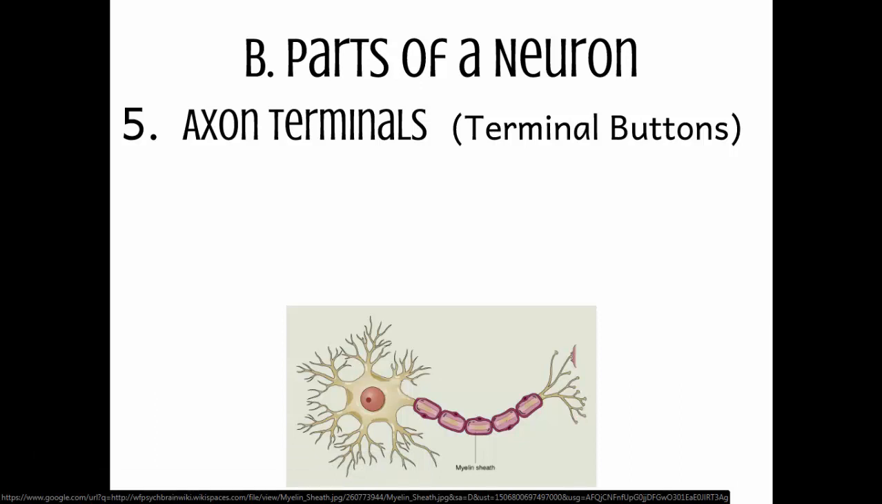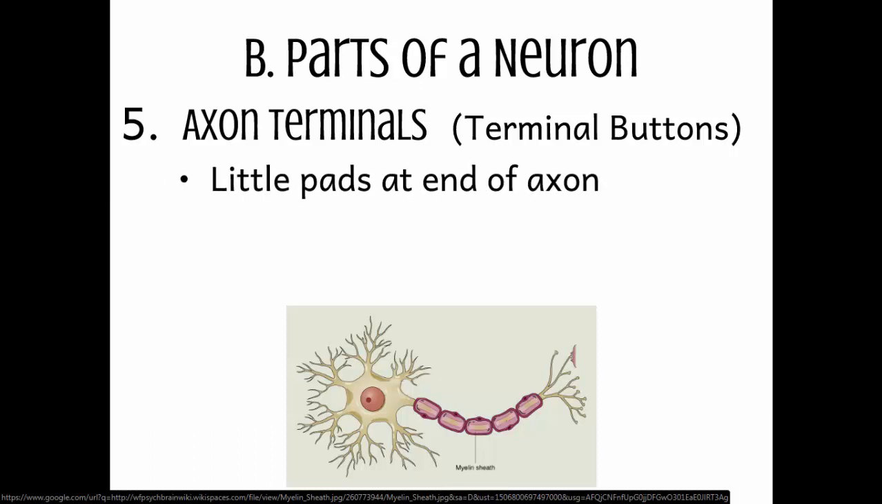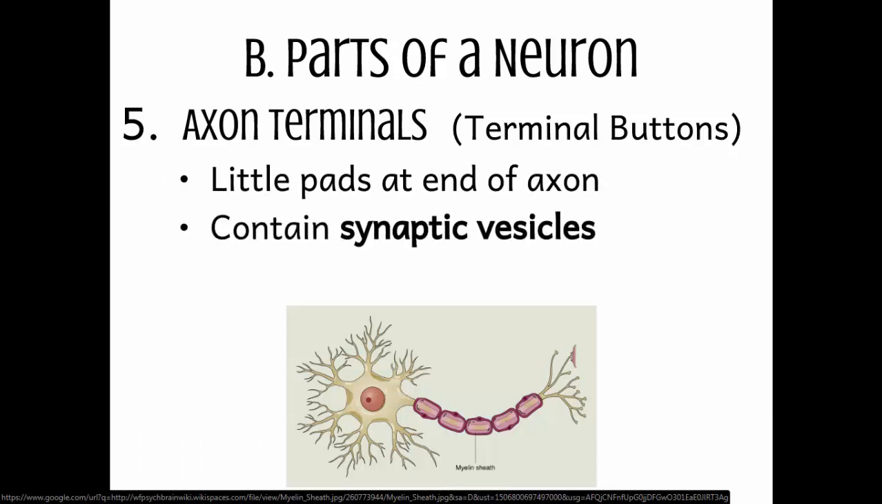Now, terminal, if you think of it, means end. So that's how you're going to remember this: at the end of the axon, we call them the axon terminals. They're the little pads at the end, and they contain something called synaptic vesicles that we're going to see a picture of on another slide in just a moment.